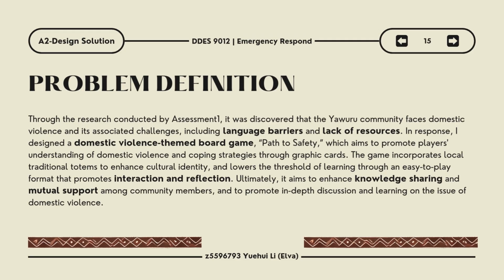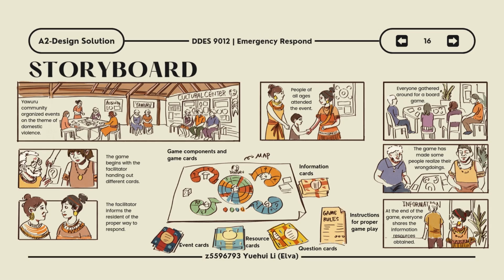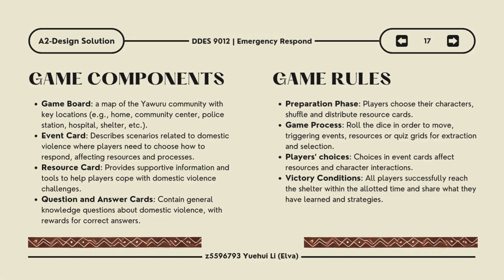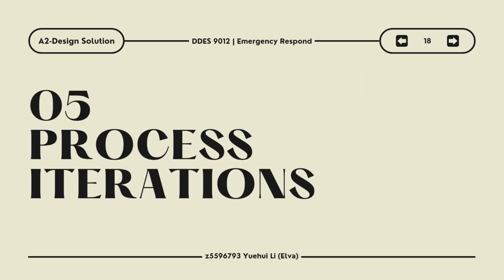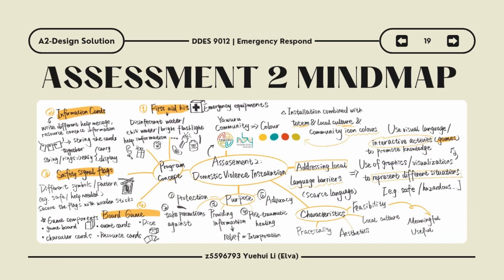The problem definition is how to address domestic violence through interactive learning. Research shows the Yuehui community faces domestic violence, language barriers, and resource limitations. To address this, I designed Path to Safety. This is the design storyboard. This is the interaction process of my game rules and components. Here's my game interaction process.